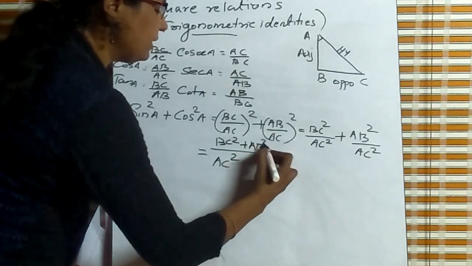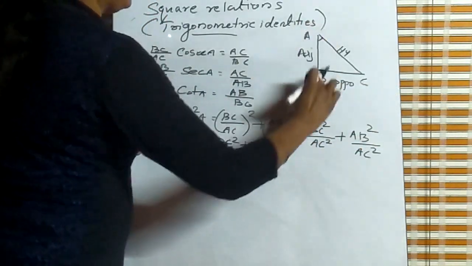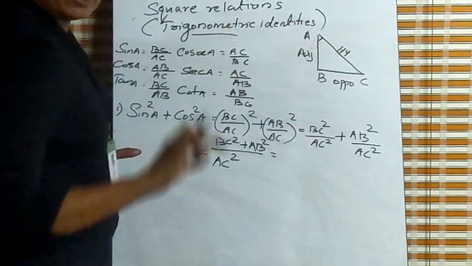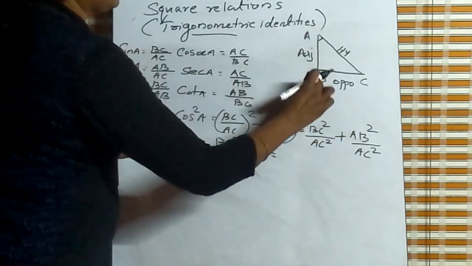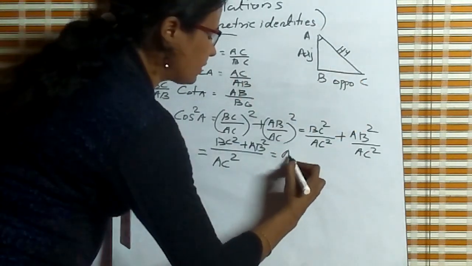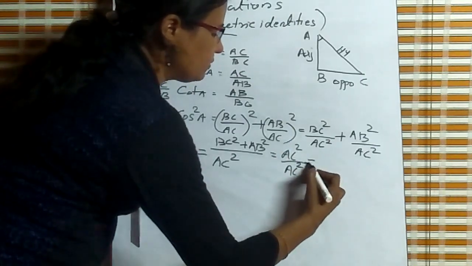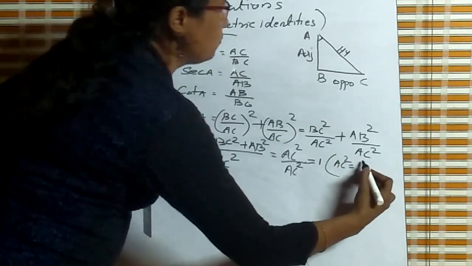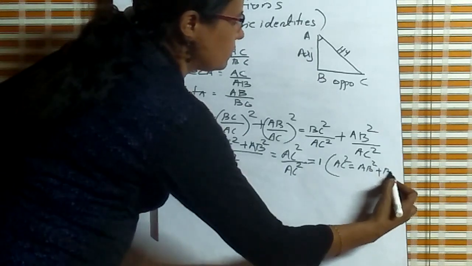From the figure, it is a right angled triangle. What is BC square plus AB square? This one is a right angled triangle, so hypotenuse square is equal to base square plus altitude square. So BC square plus AB square is AC square. AC square by AC square is equal to 1. Reason: AC square is equal to AB square plus BC square.